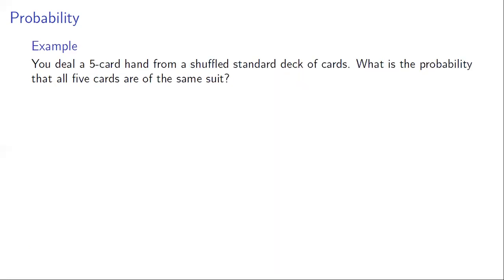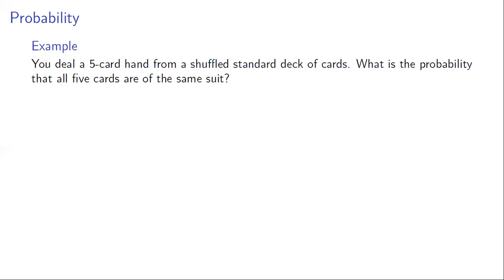Great. Next example. Suppose you deal a 5-card hand from a shuffled standard deck of cards. Okay, so we have a standard deck of cards. We've seen this before, 52 cards. And we deal, meaning we take out 5 cards, a 5-card hand. And remember, a 5-card hand means a group of 5 cards. And in a group, the order doesn't matter. Okay, so in a hand, the order doesn't matter. It's not a lineup where I care about the order, but it's just a group.